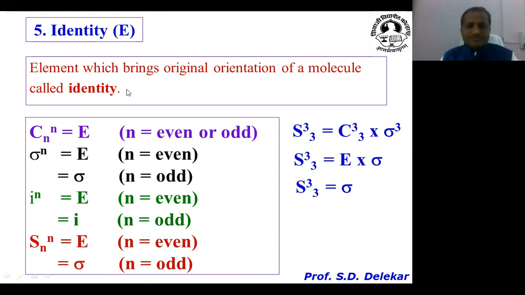So with this, in this lecture, I have covered the center of symmetry, the improper axis of symmetry, and the last one, the identity. So with this, I conclude my lecture. Thank you so much.